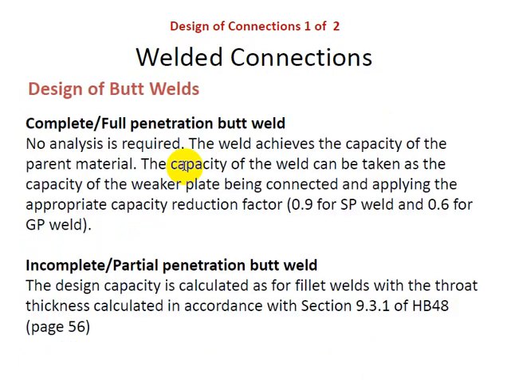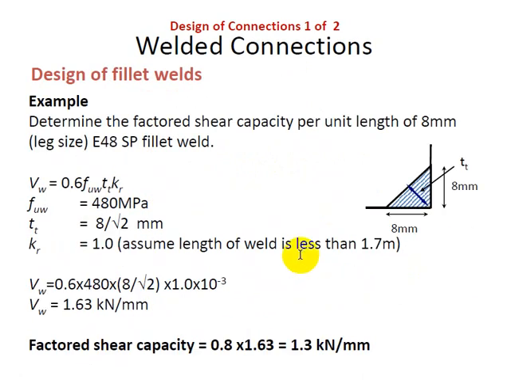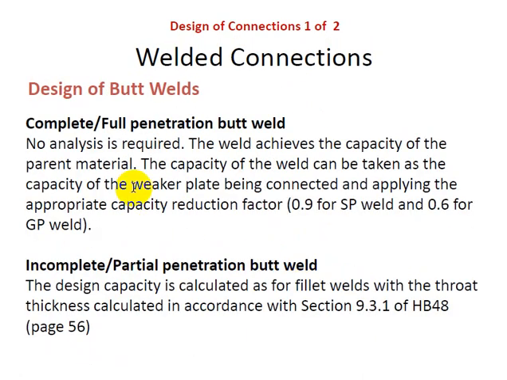Okay, this is an example. For the full penetration butt welds, we don't do analysis. As I said before, we don't do analysis for this type of butt weld. The reason is very simple, because it's stronger than the material of the member itself. And the design capacity for the fillet is calculated using the throat thickness. You can actually calculate when you have some voids in the butt welds, but we usually don't do that. If we're doing this outside of the building, we usually make a complete full penetration butt weld.